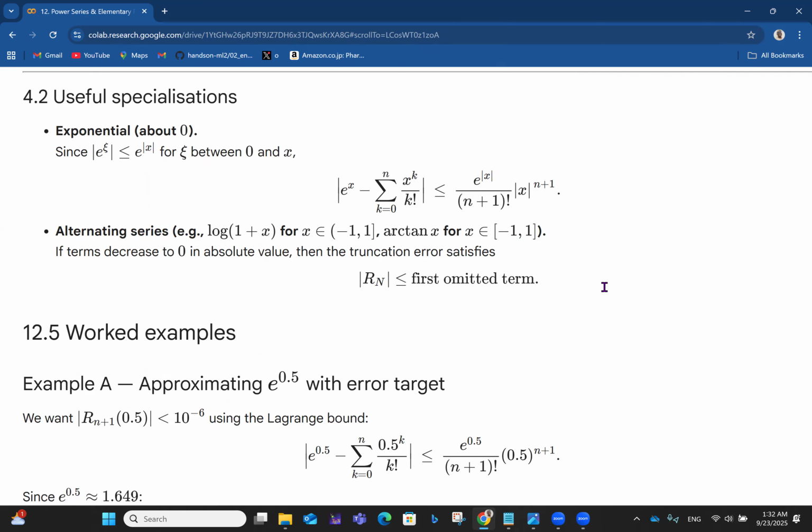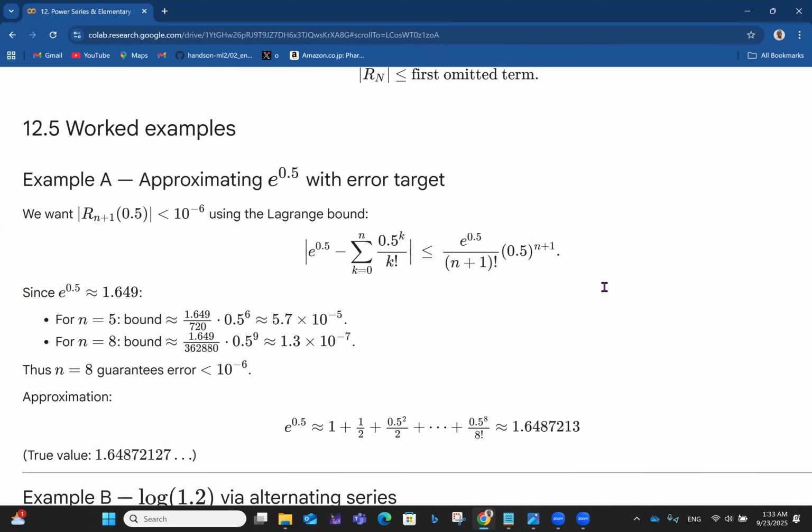omitted term. So if you have the Taylor series for something like e raised to x, that's 1 plus x plus x squared over 2 factorial plus x cubed over 3 factorial. So if you stop at x to the 4 over 4 factorial, the error will be of order 5 upwards like that. So you have worked examples here.